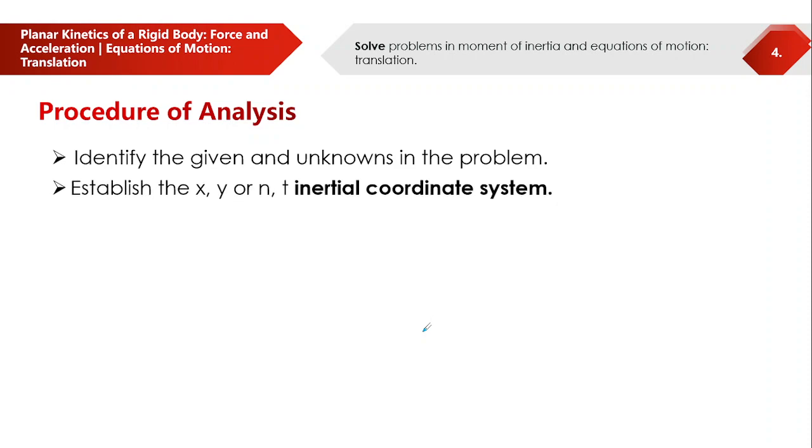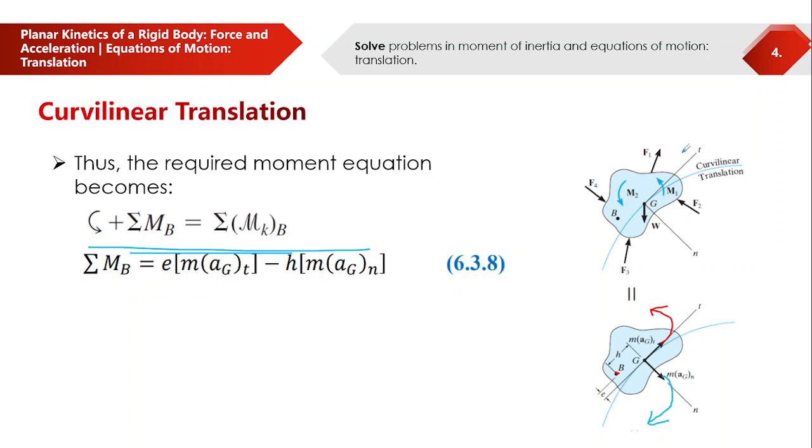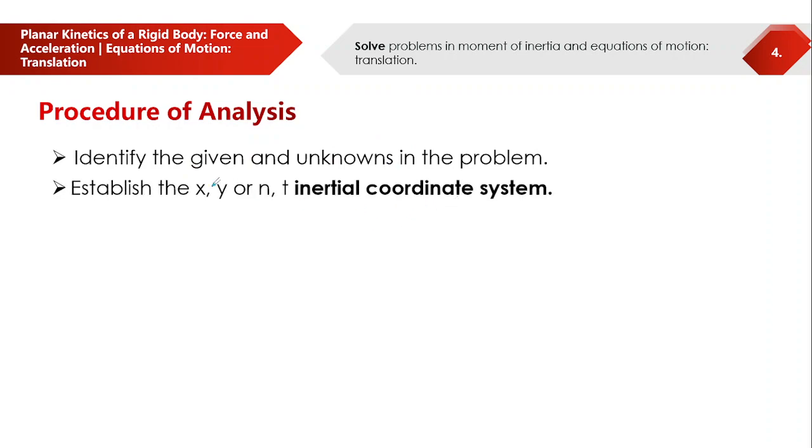establish the x and y or n, t, inertial coordinate systems. So, kailangan natin na mag-create ng coordinate system sa inertial natin, either at point P. Ito, kunwari, ito yung example natin. So for curvilinear translation, if curvilinear yung na-experience ng body mo, then you can create an inertial axis, or yeah, that's what you call inertial coordinate system rather.